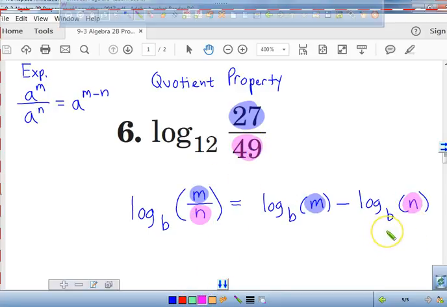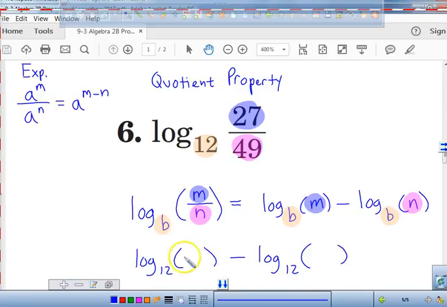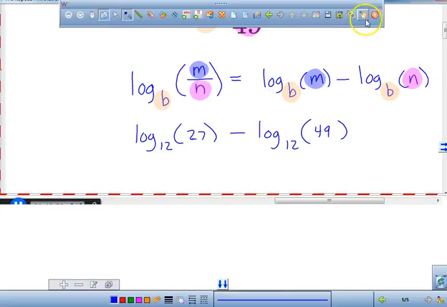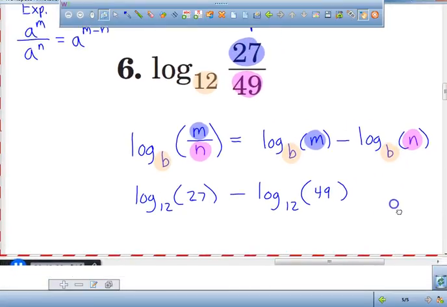Okay, so I've color coded this to try to help us. Now, our base, everybody, is just simply the number 12. So I'm going to write log base 12, right? So, what number am I going to plug in right here? 27. How about right here? 49. That's the first step, everybody. First step is just simply taking these and doing what? Putting one right here, one right here, taking them away.